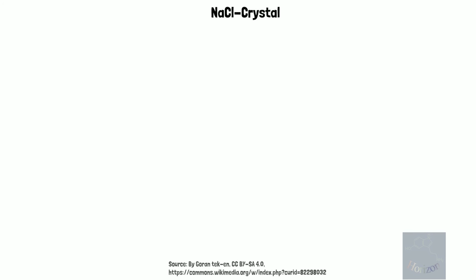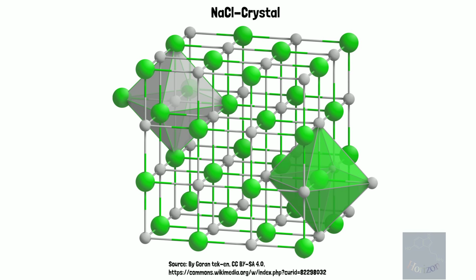Ions do not form molecules in the conventional sense, but lattice structures. Let's look at common salt again as an example. What you see here is a schematic representation of an NaCl crystal. The gray spheres represent sodium ions and the green spheres represent chloride ions.